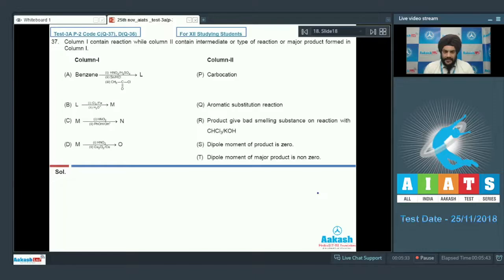Let us look at question number 37 now. So column 1 contains reactions while column 2 contains the intermediate or type of reaction or major product formed in column 1. So let's try and solve the reaction sequence first. We can match the properties later. So in the first step, benzene is allowed to undergo nitration. So it will give us nitrobenzene. So nitrobenzene is now allowed to undergo reduction using tin HCl. So it will convert it into aniline.